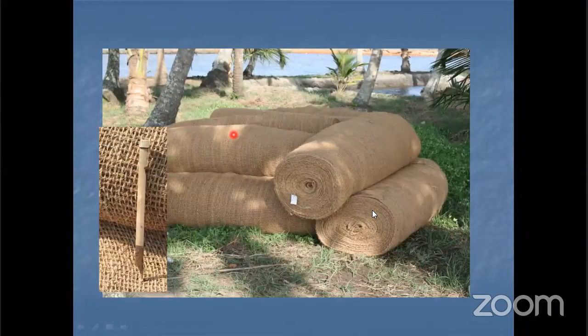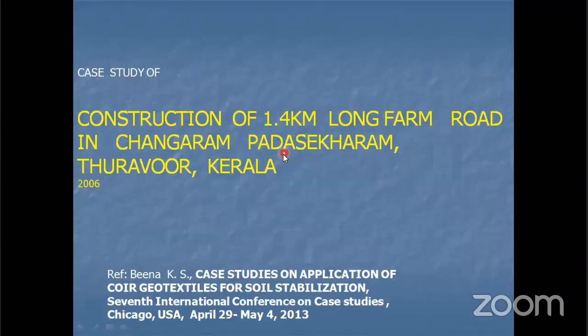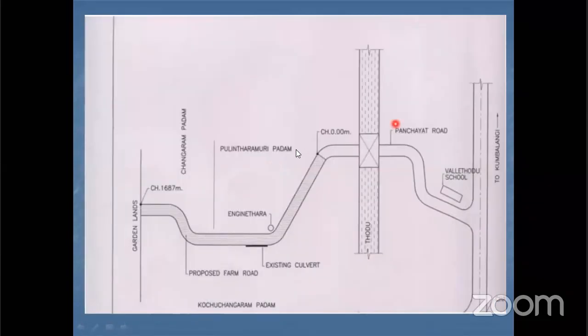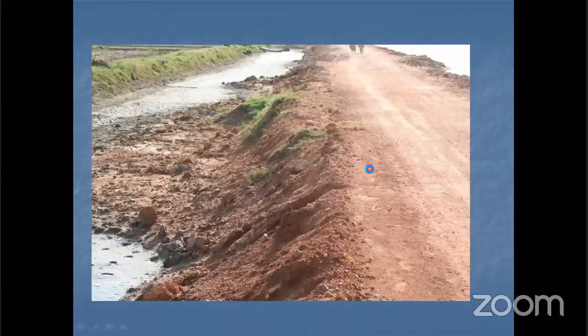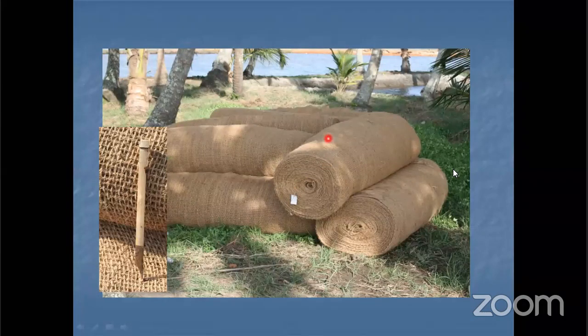The biogeotextiles and rolls are brought to the site. Actually, the work was done along with the Kerala Land Development Corporation. They have done this work, and we are the consultants for that. Biogeotextiles are brought. You can see the name, bamboo name, especially made for this, for laying down this biogeotextile onto the ground.